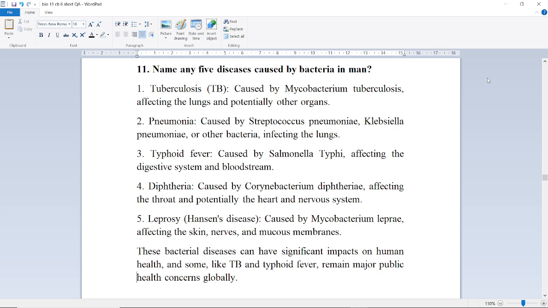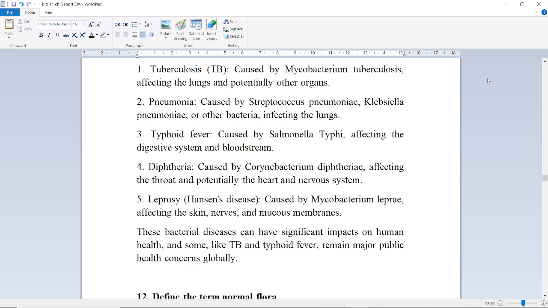First one is tuberculosis, TB, caused by Mycobacterium tuberculosis, affecting lungs and potentially other organs. Pneumonia, caused by Streptococcus pneumoniae, Klebsiella pneumoniae, or other bacteria infecting lungs. Typhoid fever, caused by Salmonella typhi, affecting digestive system and bloodstream. Diphtheria, caused by Corynebacterium diphtheriae, affecting throat and potentially heart and nervous system. Leprosy, Hansen's disease, caused by Mycobacterium leprae, affecting skin, nerves, and mucous membrane.